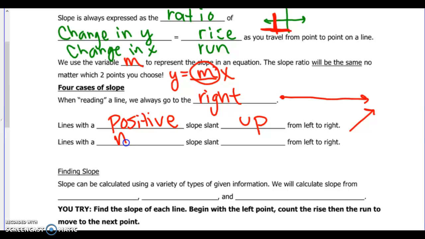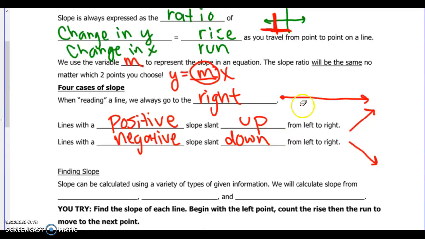Lines with a negative slope are going to slant down. These are our downhill, and so they'll go down the page like that. That would be a negative slope. An uphill, or something that looks like it's going up, is going to be a positive slope.